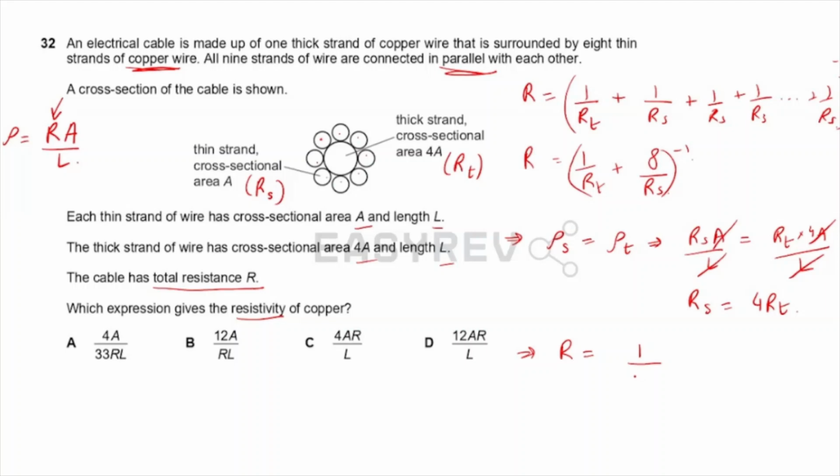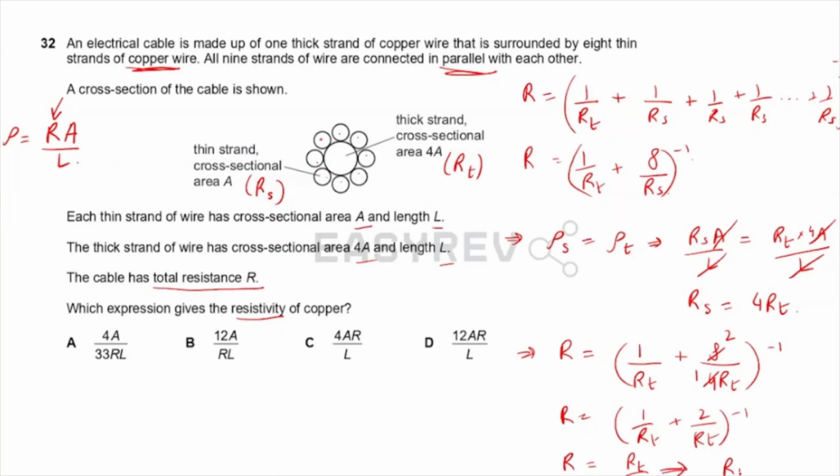So I can plug in this value of Rs into my equation for total resistance R. So I get 1 over Rt plus 8 over 4 Rt, a collective inverse. Simplifying things, I get 4 1s are 4, 2s are 1 over Rt plus 2 over Rt. Resolving this, I get Rt over 3. And so I have found the resistance of one thick strand of the wire, that is 3 times the total resistance.